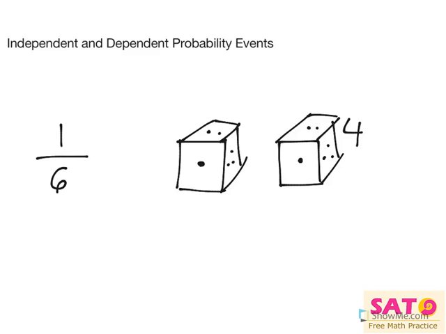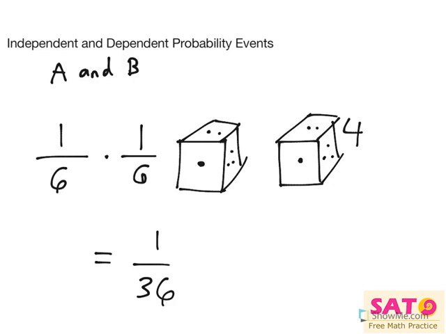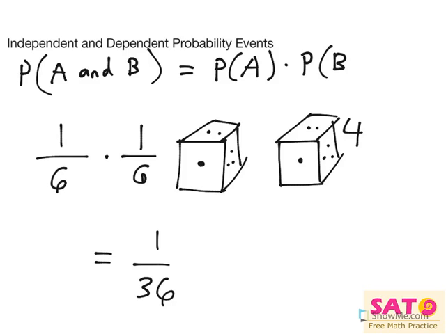Well, one die is 1/6, the other one is also 1/6. But what do we do with these 1/6? Well, we'd have to multiply them. So, if we multiply them, our chances are actually 1 out of 36, which is a lot less than 1 out of 6. We just used the independent formula, which is A and B probability equals P of A times P of B. We just multiply them together. That's pretty simple. Now let's look at another example.